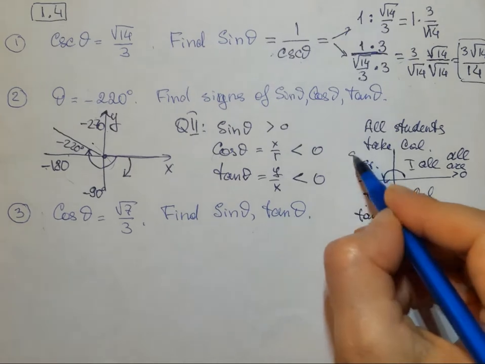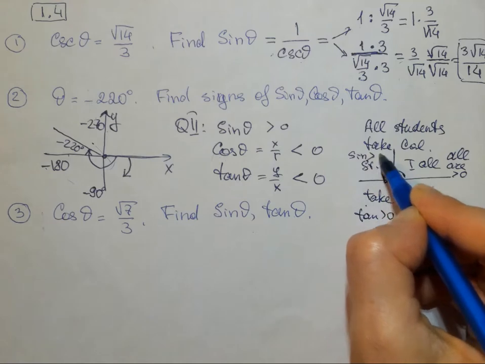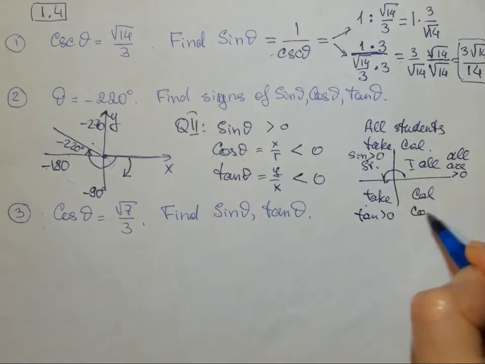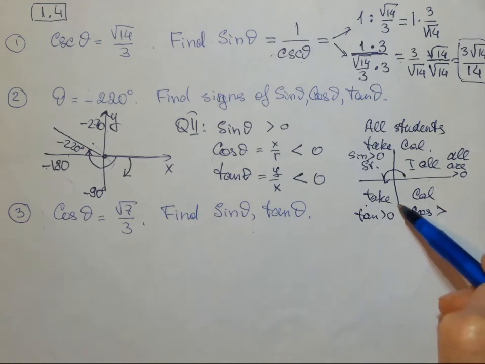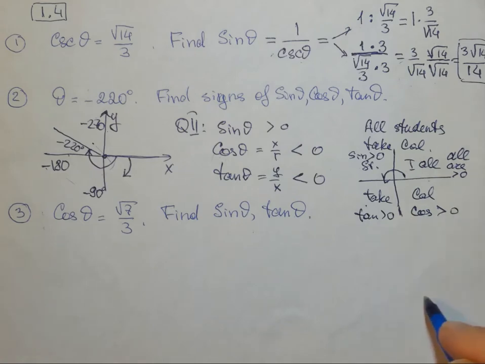And so sine is positive. And here cosine is positive, since the x coordinate is positive. In the fourth quadrant, the y coordinate is negative, so sine and tangent will be negative.